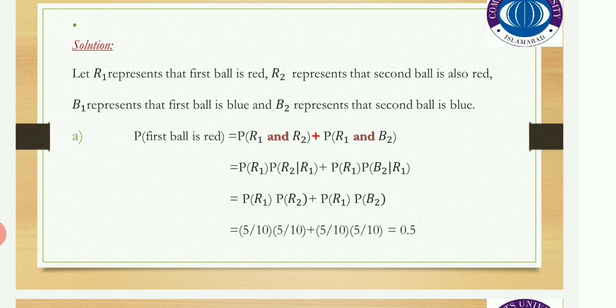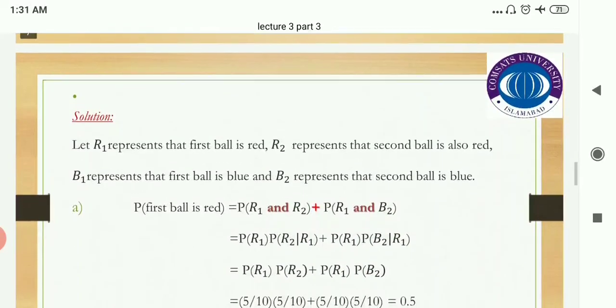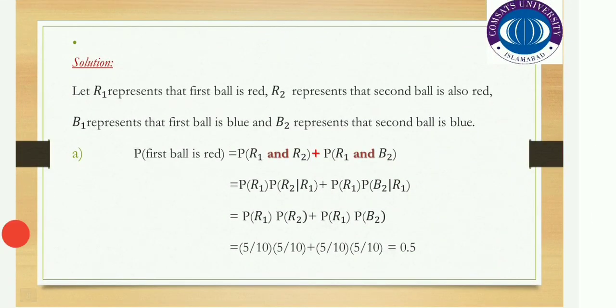As you can see from the question, you have to find the probability that the first ball is red. There is no other restriction on the second ball, so it could be red or it could be blue. You have two cases: either the second ball is red or the second ball is blue. As we have to find that the first ball is red, we will take both cases.